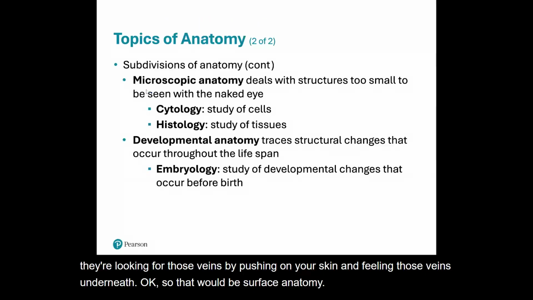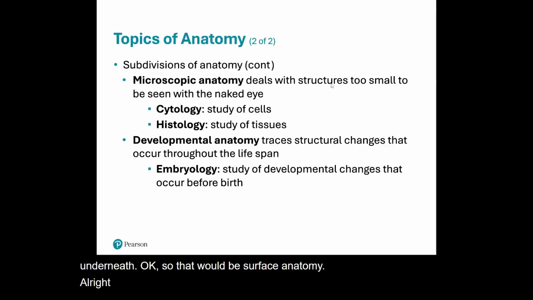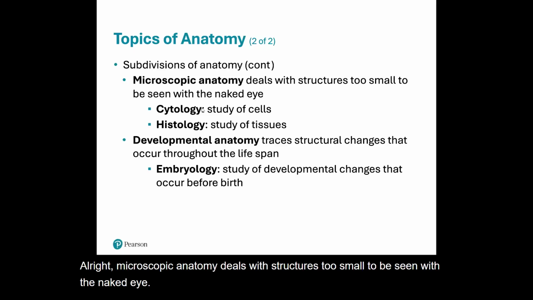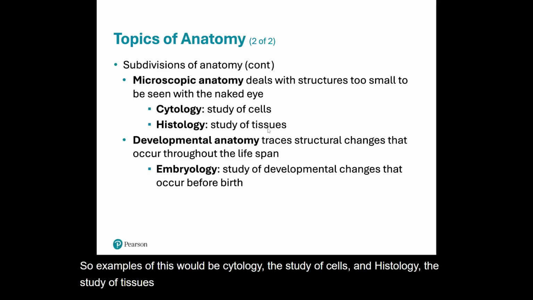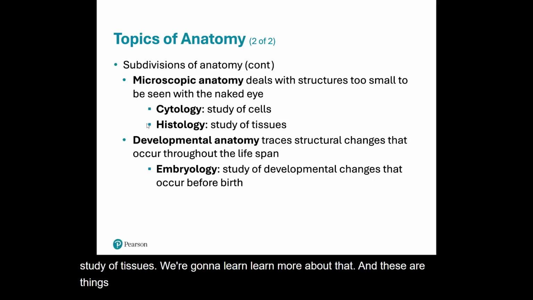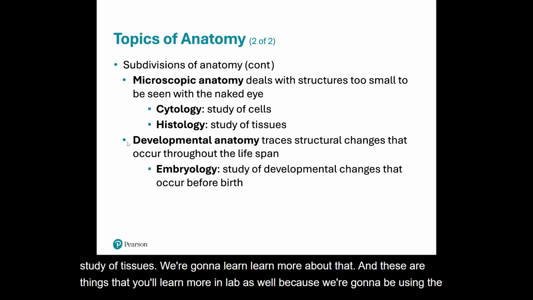All right. Microscopic anatomy deals with structures too small to be seen with the naked eye. Examples of this would be cytology, the study of cells, and histology, the study of tissues. We're going to learn more about that, and these are things that you'll learn more in lab as well, because we're going to be using the microscope on certain lab days.